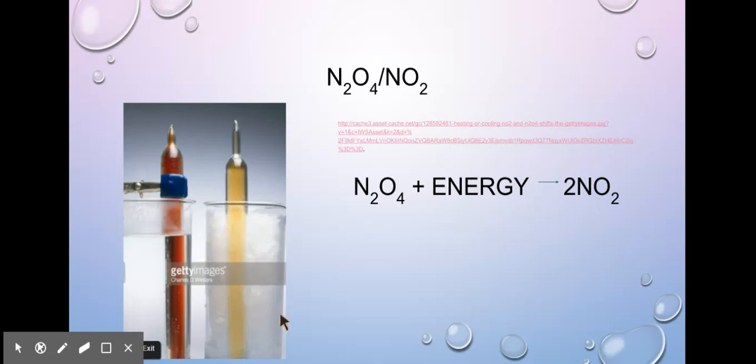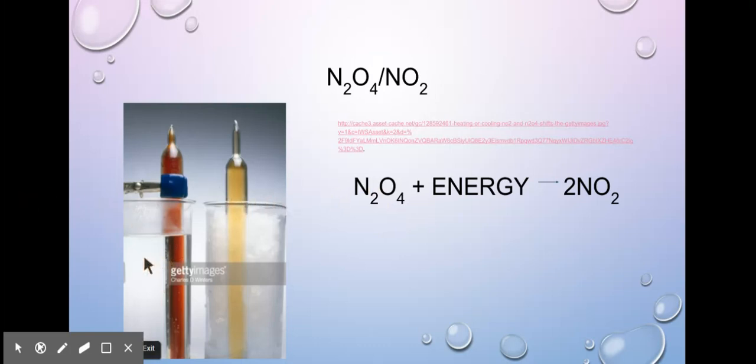Now, we looked at it and we saw that when we put it in the ice, it kind of lost the colour. And it's losing the colour because when you put it in the ice, we're drawing energy out of that container, out of those particles. So the system's trying to remake energy going back that way. As it remakes energy, this brown gas is turning into this colourless gas at the same time, making the whole thing a much paler colour.